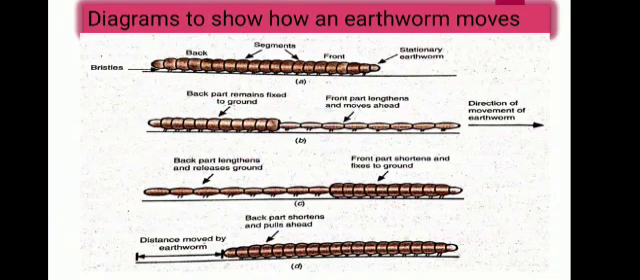Now in diagram B, to move forward, the earthworm contracts the circular muscle of the front segment, due to which the front part of its body becomes long and thin. See, when it starts moving, the front part lengthens and moves ahead.